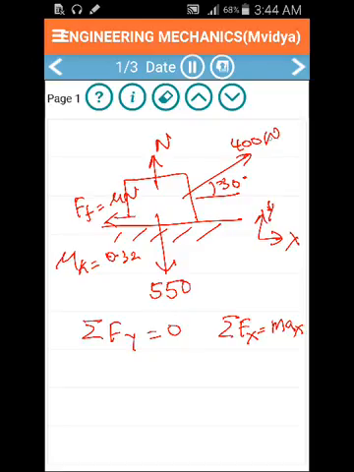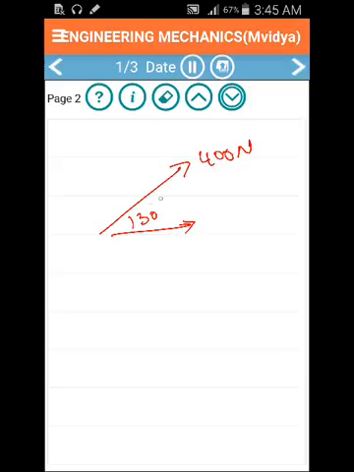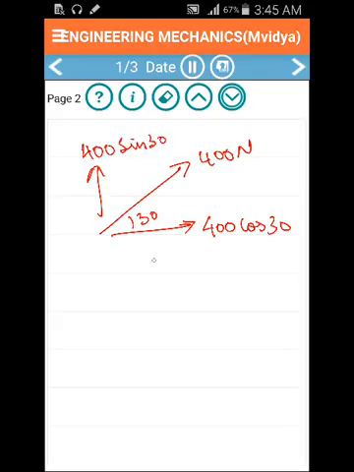To consider the forces in the vertical direction, we have to resolve the 400 Newton force, because everything else is in the vertical or horizontal direction. So the 400 Newton force at an angle of 30 degrees, this angle has got two sides. The adjacent side would be 400 cos 30, that would be our horizontal direction. The vertical direction would be, since it's opposite, 400 sin 30.